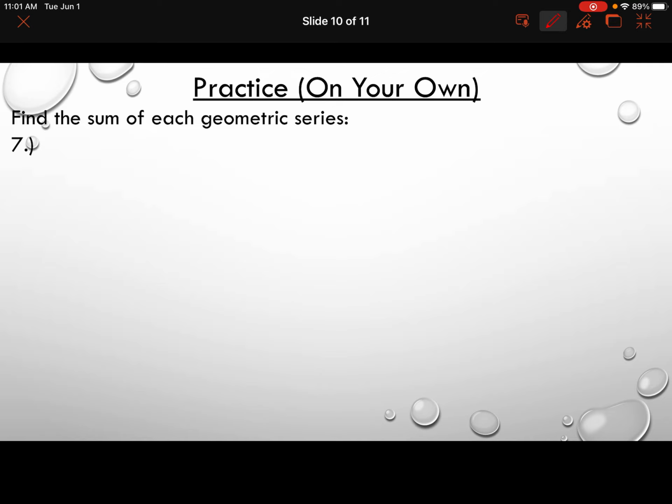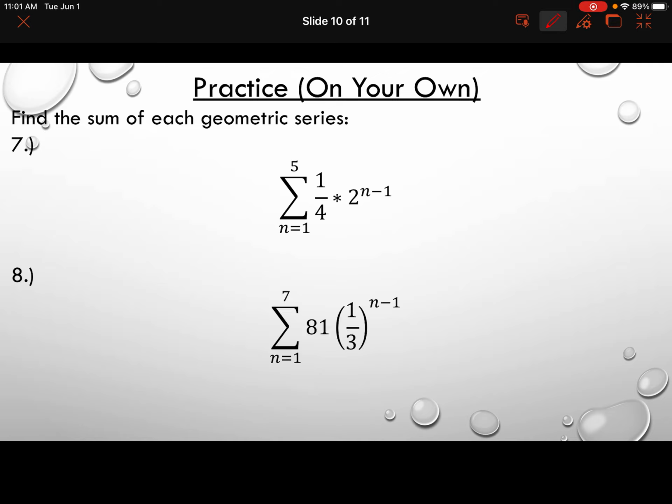And then finally, 7 and 8, those are both going to be very similar to that first example that we did. Otherwise, that is the end of the lesson.